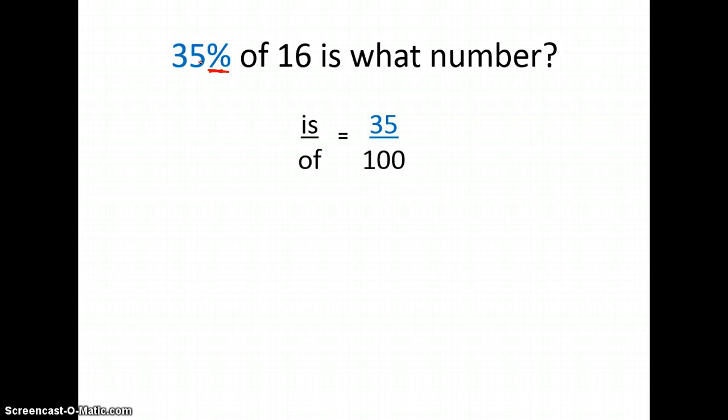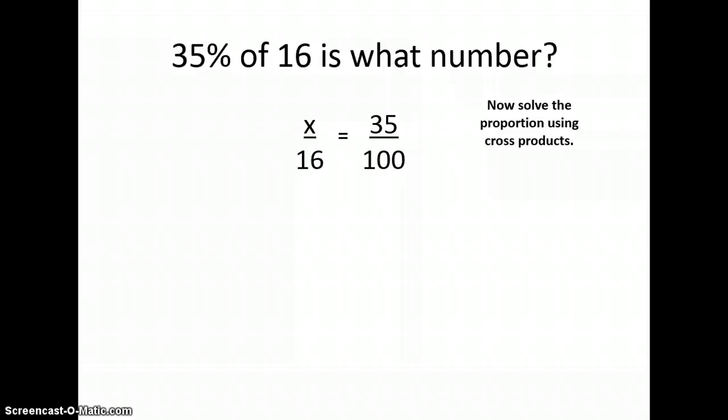The tricky part is figuring out what's the is or what's the of. So 35%, do I know what that 35% represents in this problem? I don't. But I do know that that 35, whatever that number is, it's out of 16. So 16 is my of, and the is, I don't know what it is. So I need to put an x in there for the is.